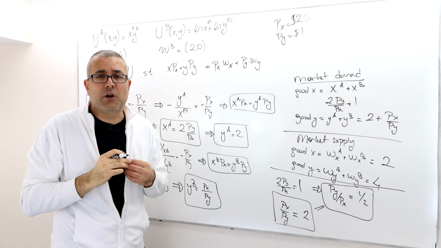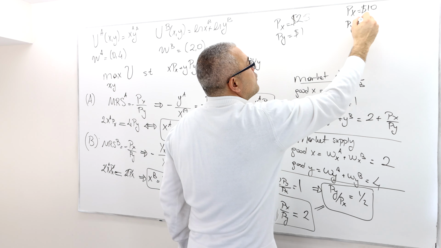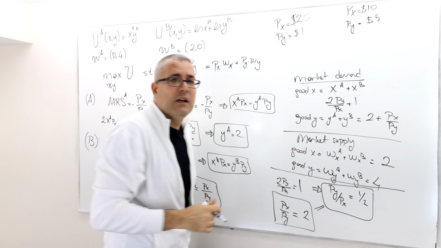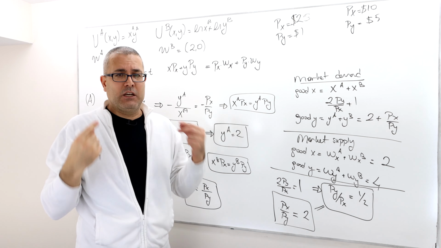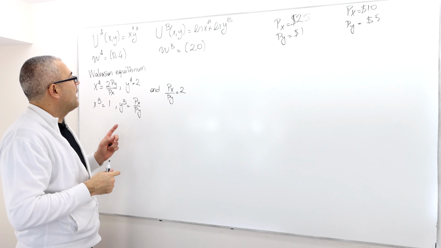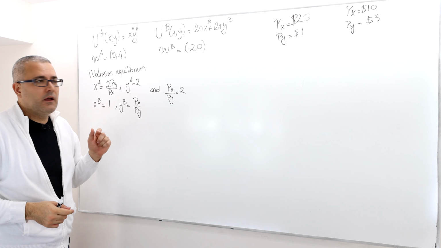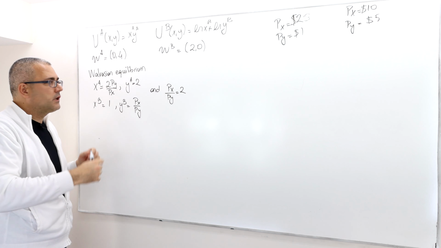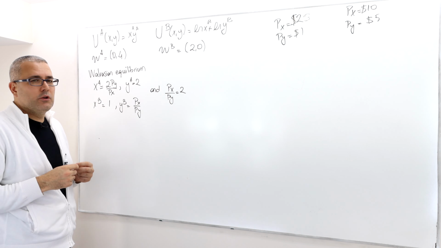However, if the price of good X is $10, and the price of good Y is $5, then this is again an equilibrium. I mean, it will clear the market. So I summarized all our findings. I just want to conclude what the Walrasian equilibrium will look like.